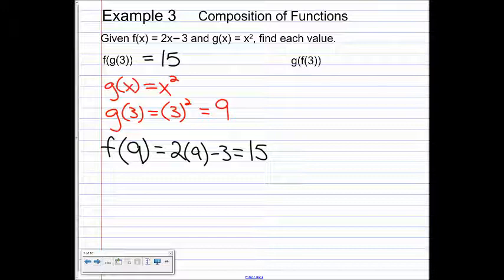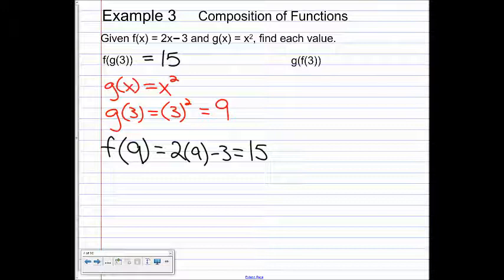The answer to g will always be plugged into the outside function. The answer to the inside will always be plugged into the outside. Instead of a 3 right there, say there was a 2. Would it be 2 squared? 2 squared, which is 4. And then where would I put that 4? Into the x in this one.